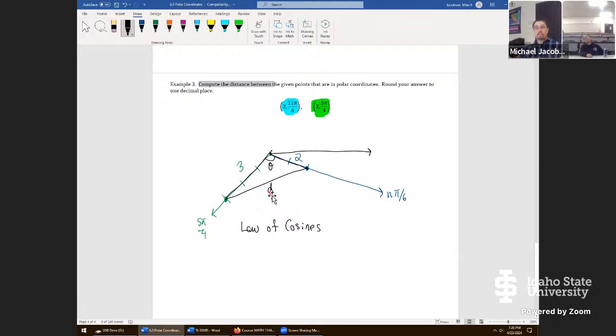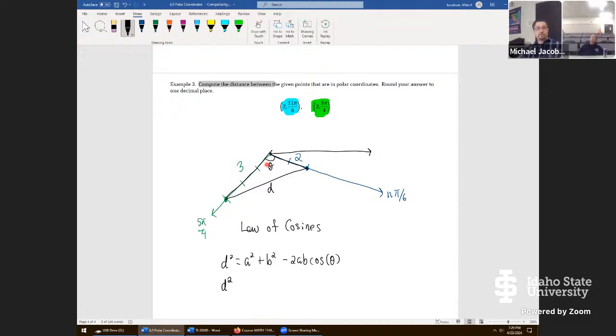This thing, the thing we want to calculate, d squared, is going to be a squared plus b squared. It looks like Pythagorean's theorem there, but that's not necessarily 90 degrees. It's definitely not in this problem. So we go minus 2ab cosine of theta. So now we just need to plug in information.